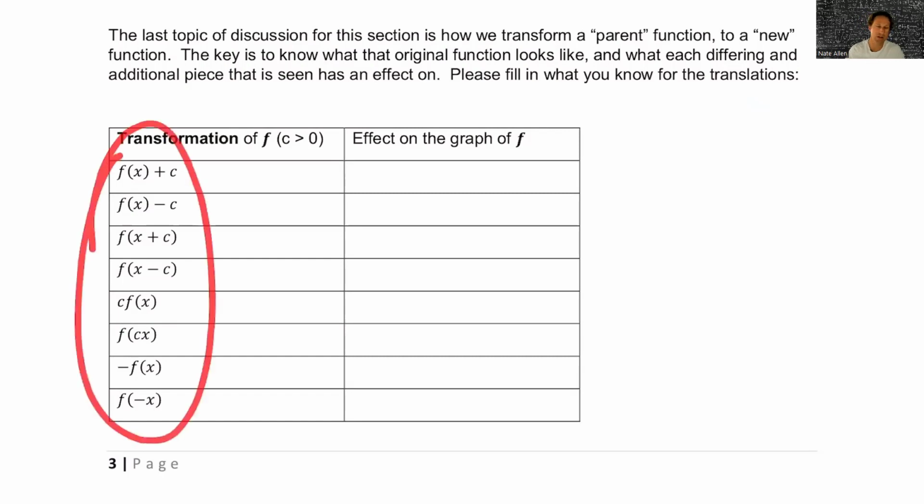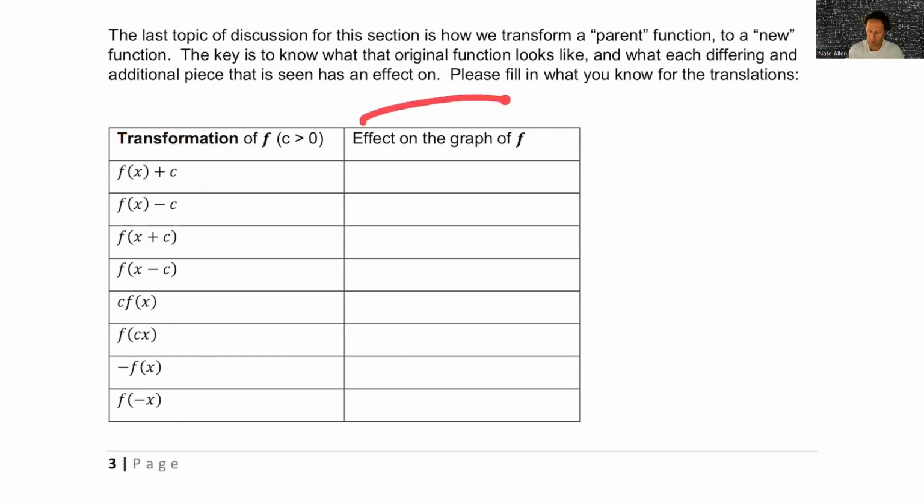So again, if you haven't tried to fill this out yet, tell me what the effect on the graph would be if you had your function and some constant was just added to it, subtracted. What if it was added or subtracted inside, multiplied by your function, or again, multiplied inside to the x's? Or what about these negative values? Go ahead and pause it, see if you can tell me what effect those things would have on your graph.